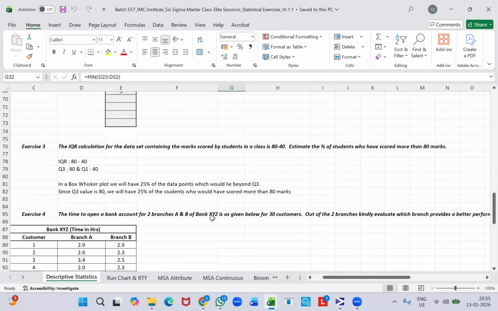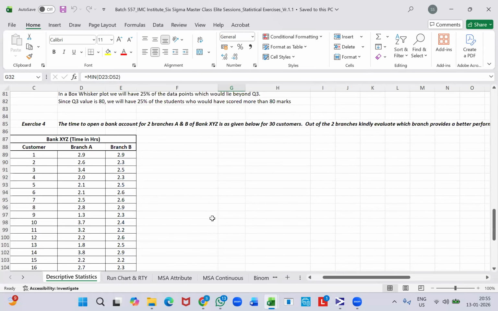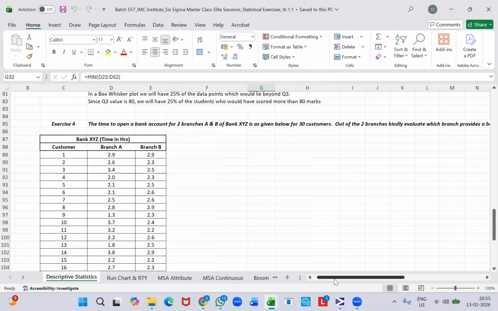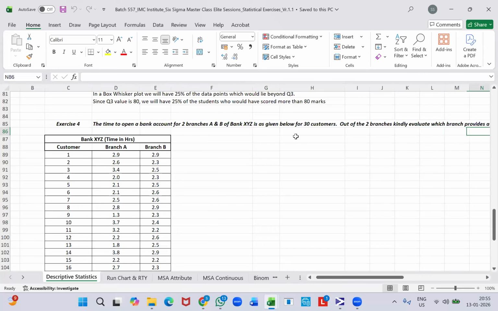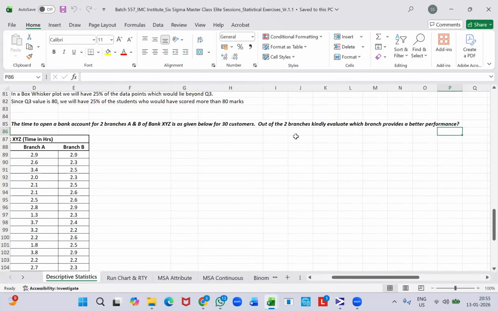So let us look at the final exercise under descriptive statistics measures. This exercise is not going to come as a question in the final assessment, but this is something we need to know how to approach and how to come up with the final inference. This is a very interesting exercise. The time taken to open a bank account for a couple of branches A and B of bank XYZ is as given below for 30 customers. Out of the two branches, kindly evaluate which branch provides a better performance.